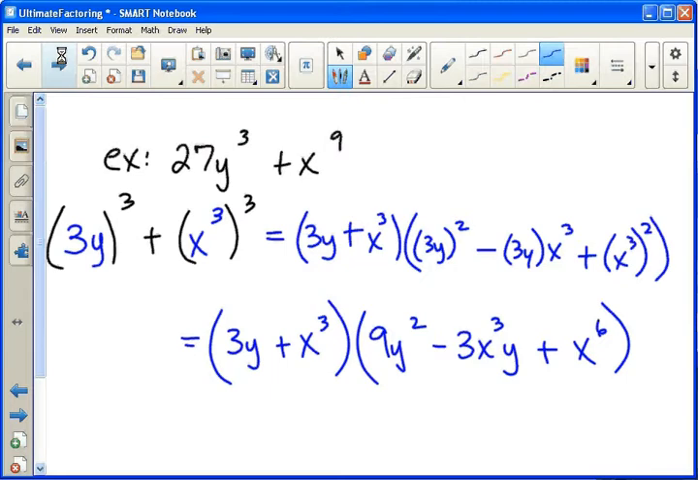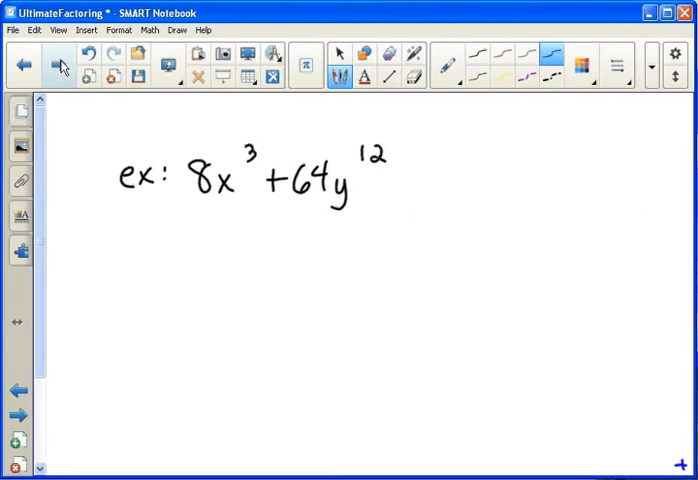Final example for sum of cubes. We have 8x cubed plus 64y to the 12th. Again, we know it's the sum of cubes because it's adding. We need to figure out what is being cubed. Well, the cube root of 8 is 2. The cube root of x cubed is x. So 2x cubed is the same thing as 8x cubed. It's the same as 2x times 2x times 2x. The cube root of 64 is 4. The cube root of y to the 12th is y to the 4th.